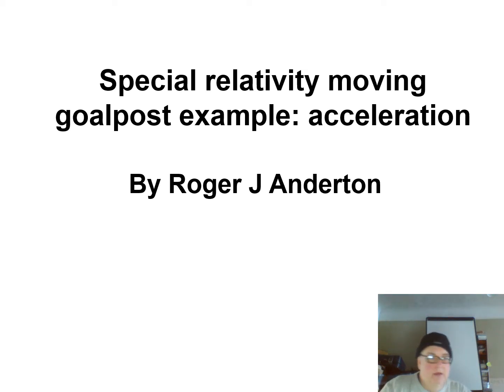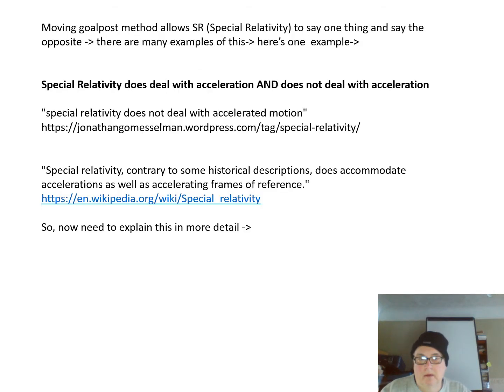Okay, the title of this talk is Special Relativity, Moving Goalpost Example, Acceleration. The moving goalpost method allows special relativity to say one thing and then say the opposite. There are many examples of this, and here is one example.